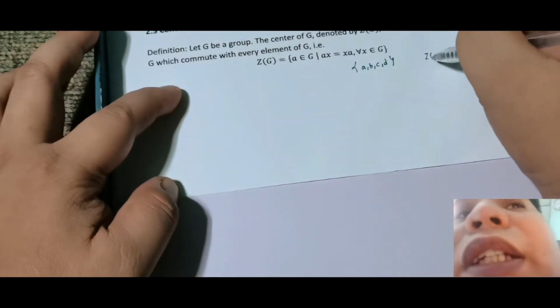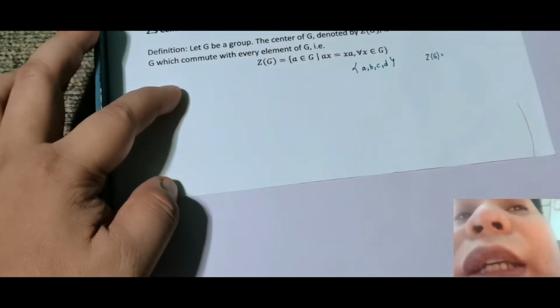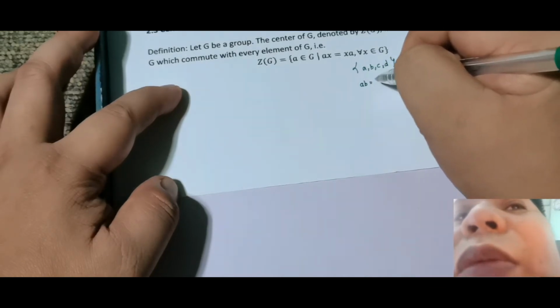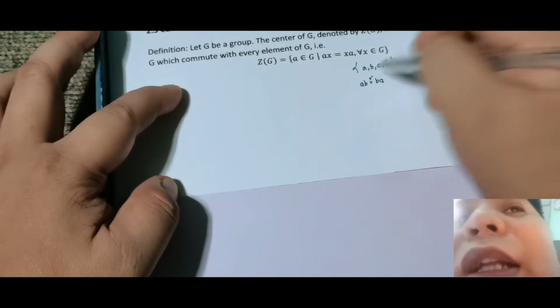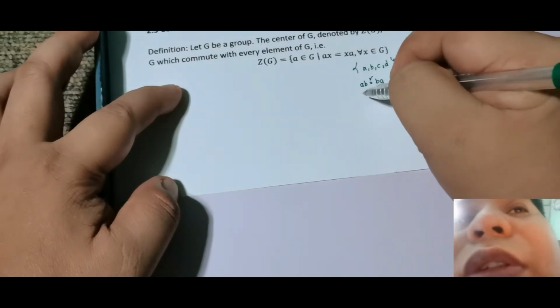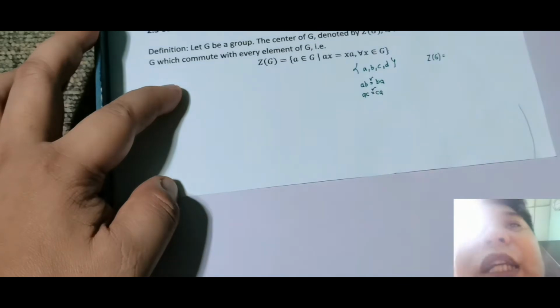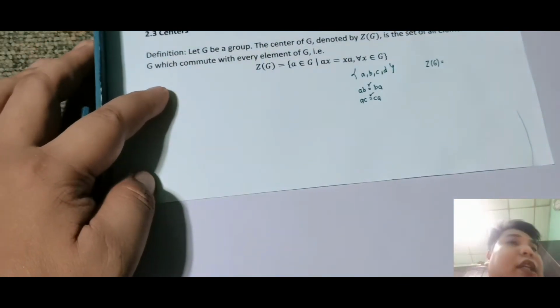Okay, masasabi mo na element siya ng center of G if ganito mangyari. Kinuha mo yung AB, tapos kinuha mo yung B asterisk A, dapat equal. Tapos, ang gagawin mo sunod, kinuha mo yung AC, kinuha mo yung CA, dapat equal. Again, A asterisk C, C asterisk A, dapat equal.